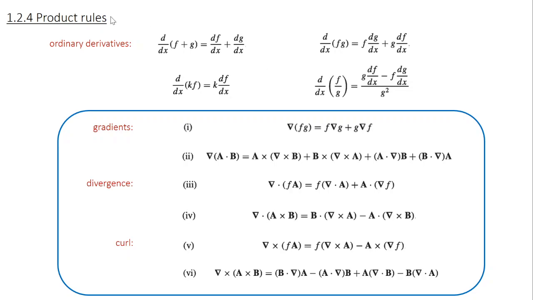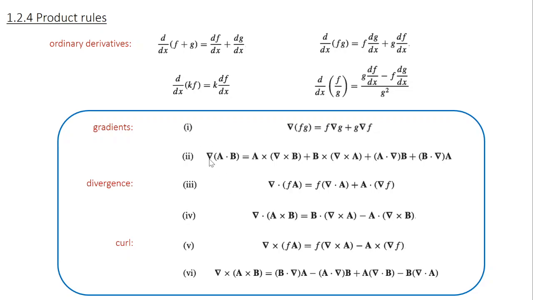So similar to the product rule of ordinary derivatives, you can define product rules for gradient, divergence and curl. For each operation you have 2 product rules, so in total 6 product rules are there. First one, product rule for gradients: gradient of f into g is, very similar to the product rule in the normal derivative, f into grad g plus g into grad f.